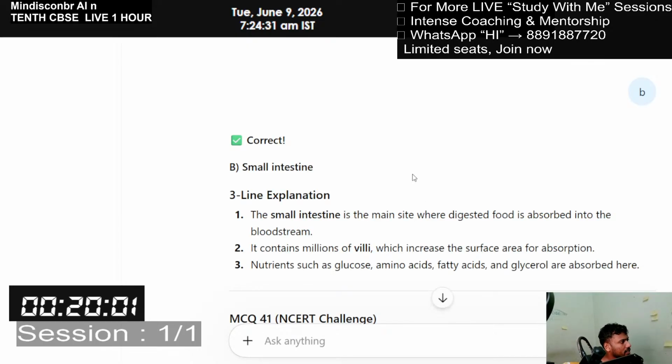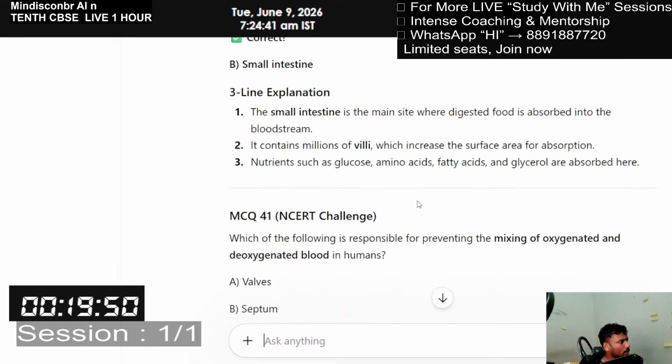The small intestine is the main site where digested food is absorbed into the bloodstream. It contains millions of villi which increase the surface area for absorption. Nutrients such as glucose, amino acids, fatty acids, and glycerol are absorbed here.